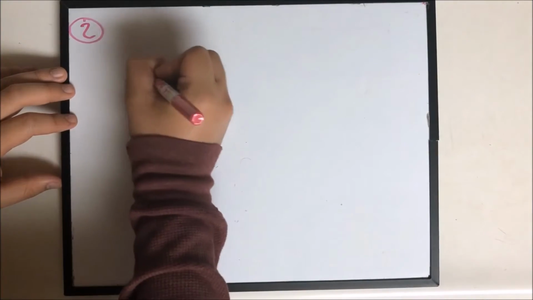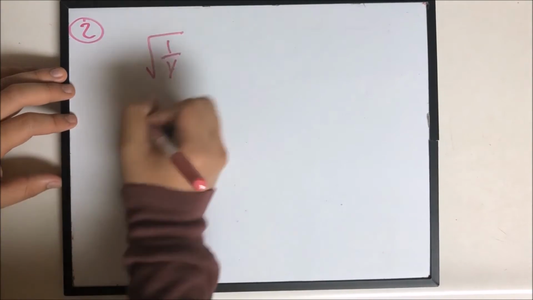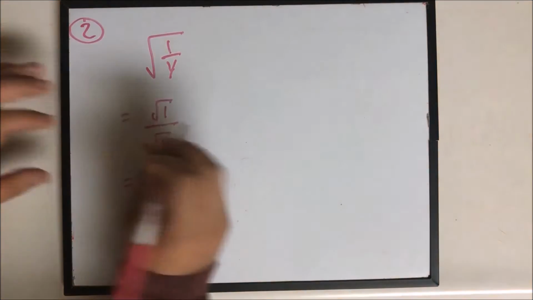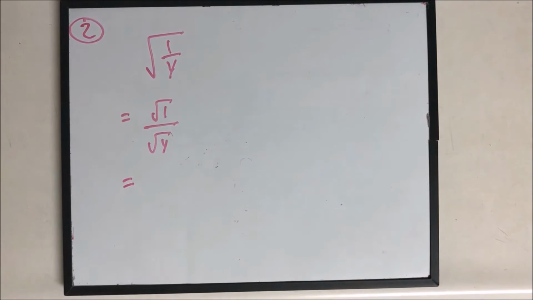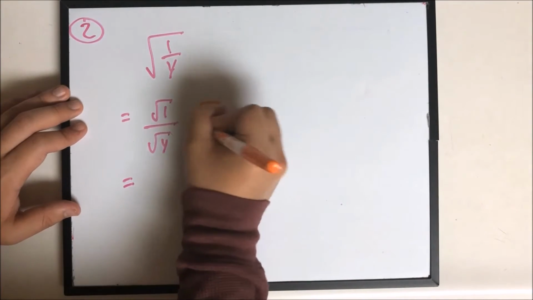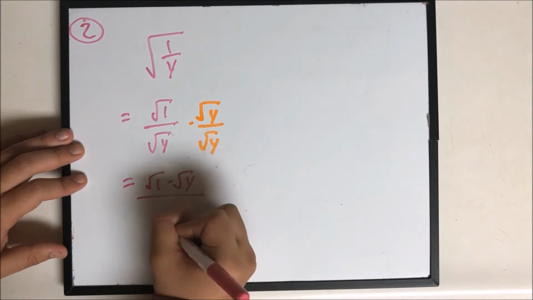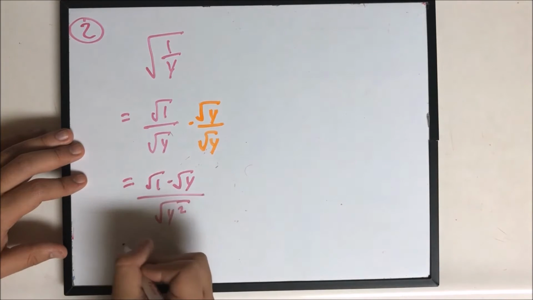Our next problem is to simplify the square root of 1 over y. First, distribute the radical to the numerator and denominator. This yields the square root of 1 over the square root of y. Then multiply the square root of y to the numerator and denominator to rationalize the denominator.